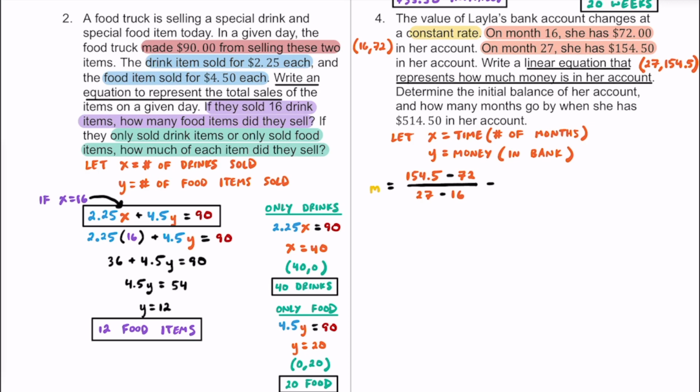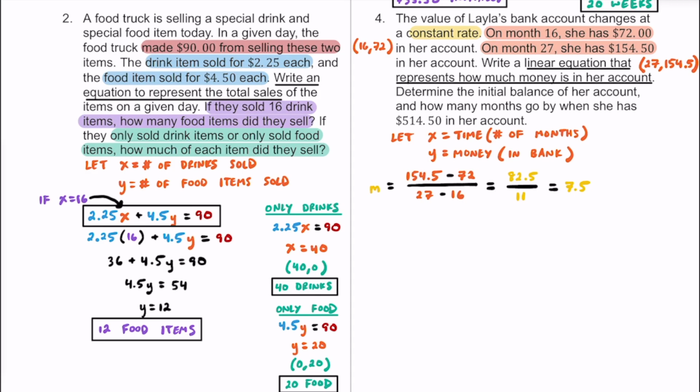All right, now let's go ahead and simplify this a bit. So on top, 154.5 minus 72, that's going to be $82.50, or 82.5. So we know the account's changing by $82.50 per, and it's how many of these months? Well, 27 minus 16, we know it's going to be changing in 11 months there. All right, now we can simplify this a little bit further. So if it's changing $82.50 in 11 months, how much is it changing per 1 month? So 82.5 divided by that 11 is going to be 7.5, right? This really just means her account is changing by $7.50 per 1 month.